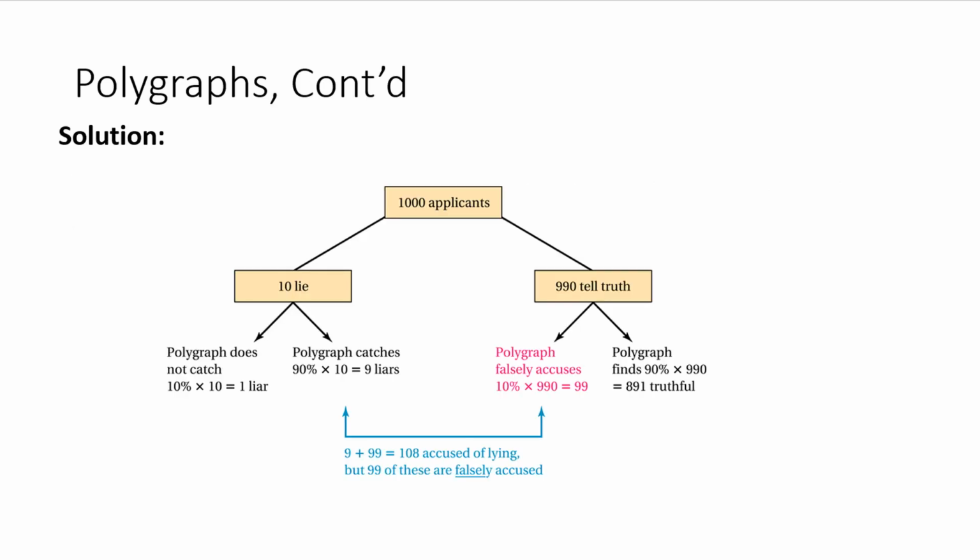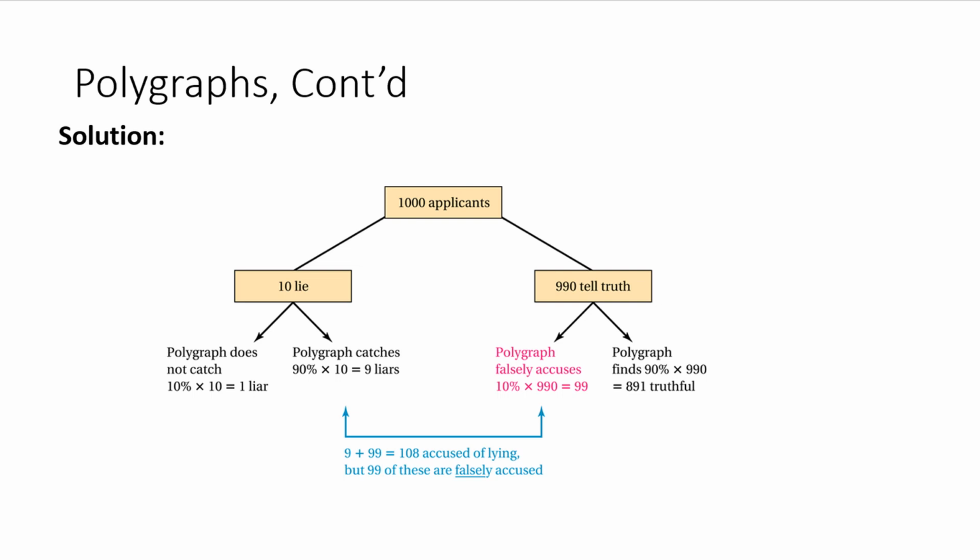We will make a flow chart starting with 1,000 applicants and having a line connecting to the left with a box that has 10 lie, and a line connecting to the right to a box that has 990 tell the truth. From the 10 lie box, we have two arrows coming.